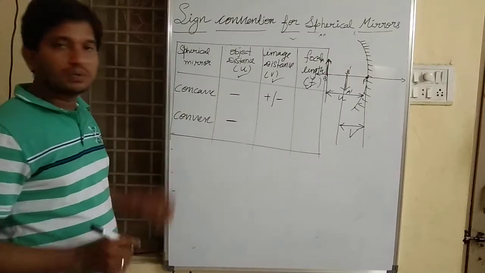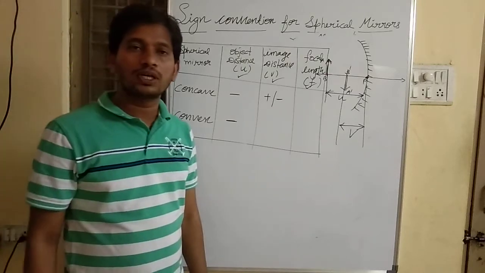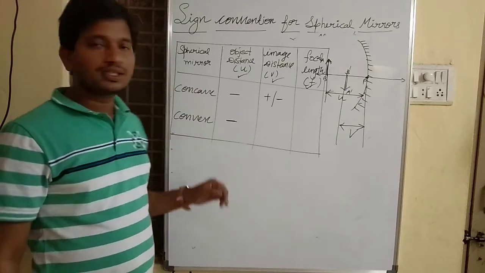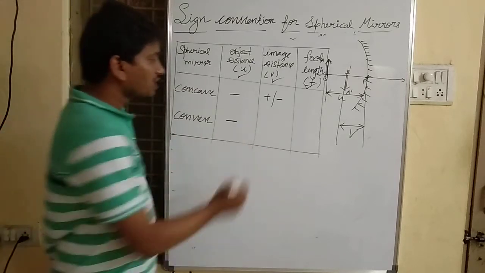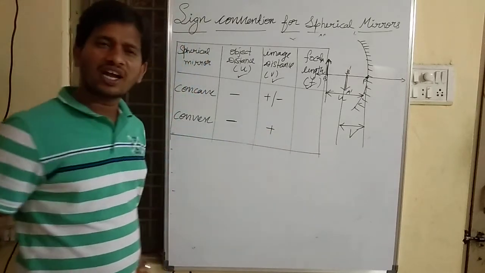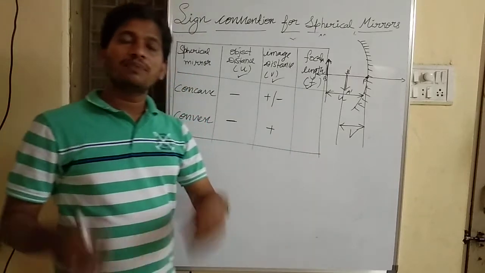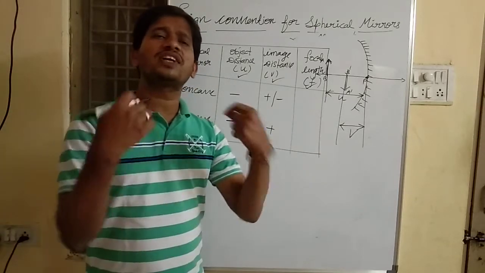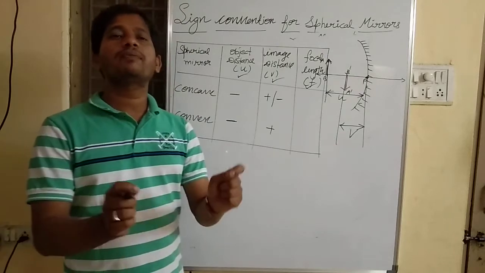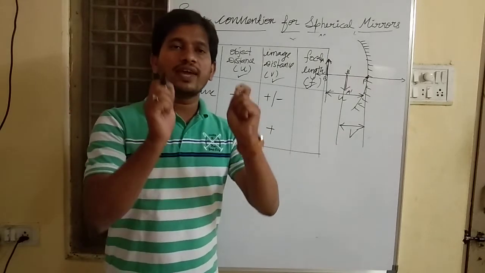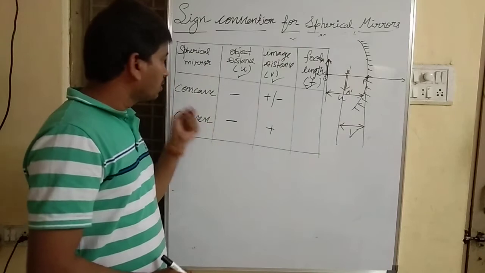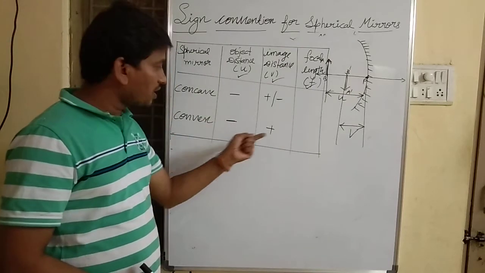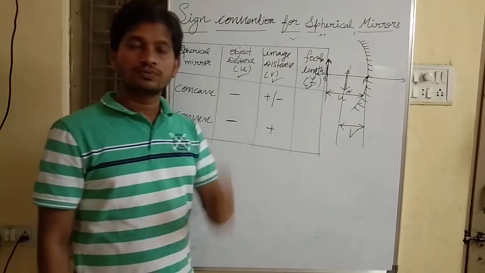But coming to convex mirror, image distance is always positive, because the image formed by a convex mirror is always a virtual image. So image distance for a convex mirror is always positive.